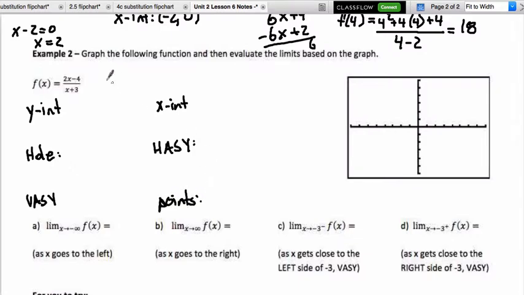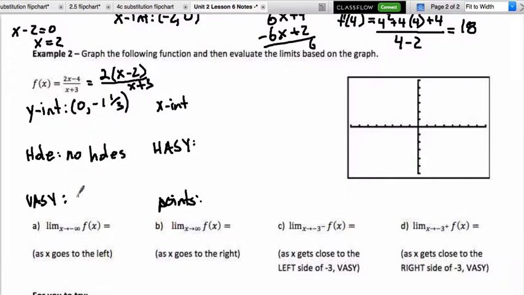Okay, my y-intercept, feel free to do this one on your own, to pause the video and give this a try and then rejoin me. That's always a good way to learn. Okay, my y-intercept is going to be where x equals 0. My y is negative 4/3, so that I can plot this, I'm going to do negative 1 and 1/3. My hole, well, let's go ahead and factor this out. I have 2x minus 2 all over x plus 3. No holes.